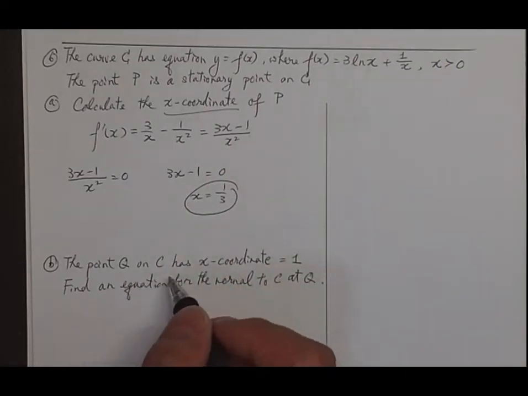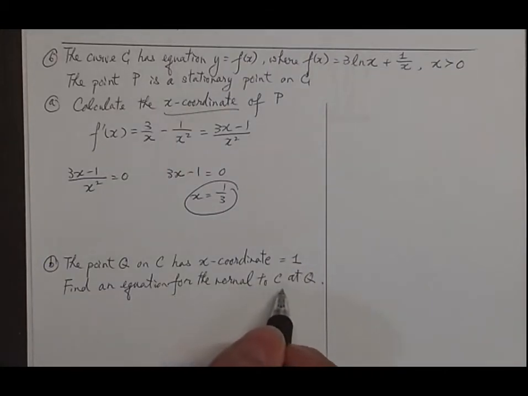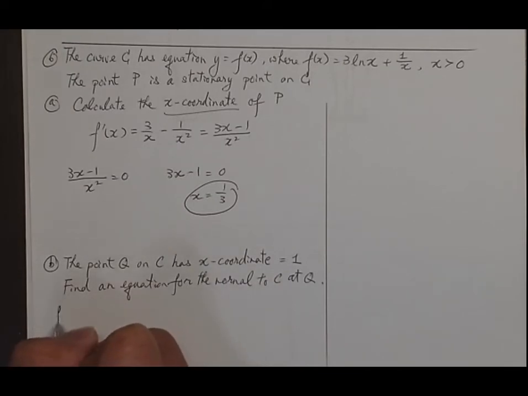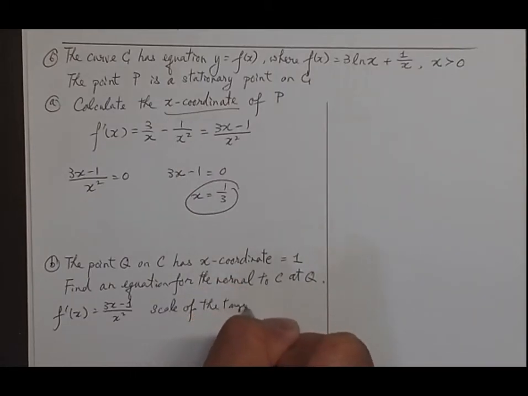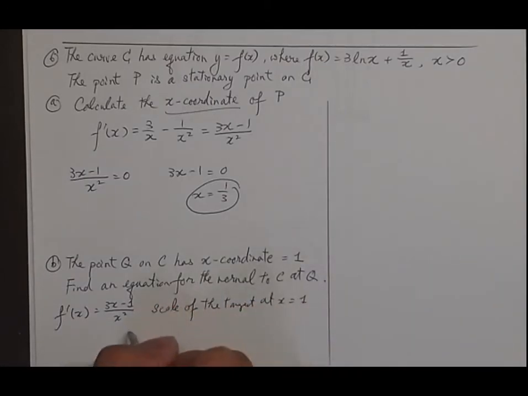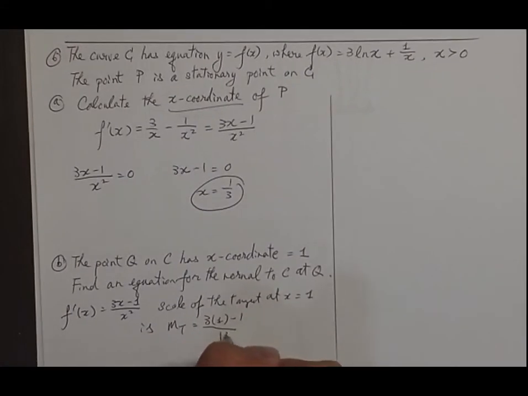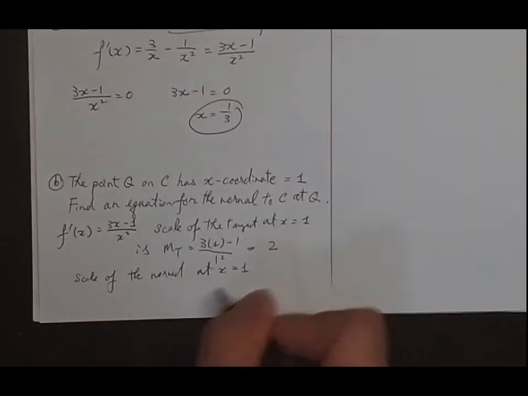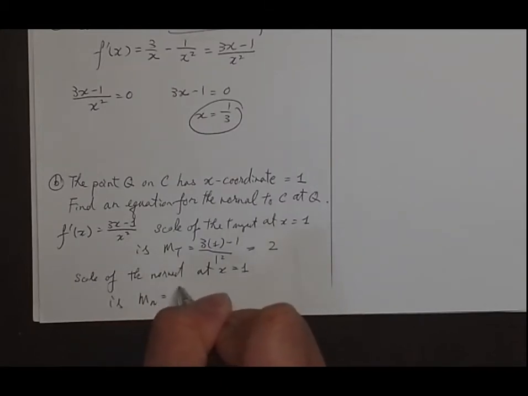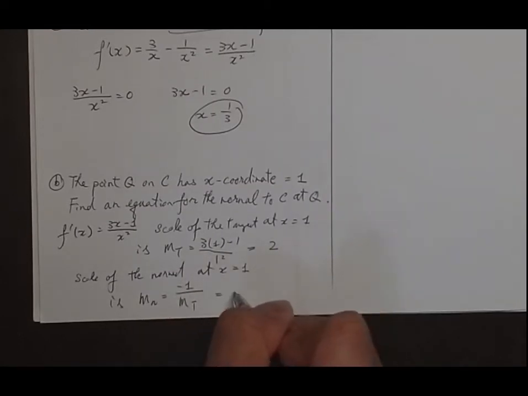This is the x-coordinate of the point P, the stationary point. And part B, the point Q on C has an x-coordinate of 1. Find the equation of the normal to C at point Q. We have f dash x is equal to 3x minus 1 over x squared, and the slope of the tangent at x equal 1 is m tangent, and it is equal to 3 times 1 minus 1 over 1 squared, which is equal to 2. We know that the slope of the normal at x equal to 1 is m normal, equal to minus 1 over the m of tangent, so it's equal to minus half.